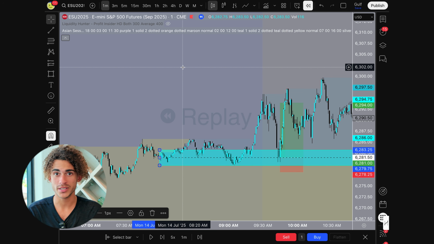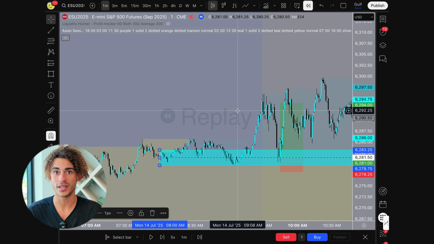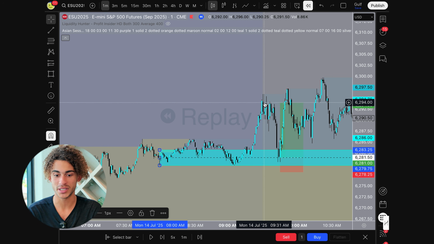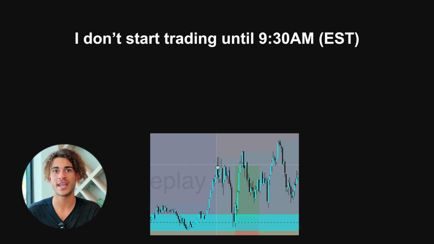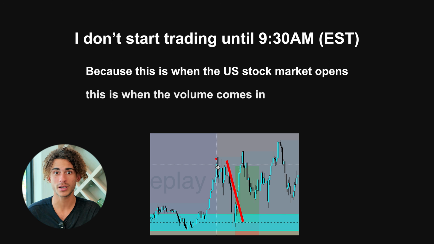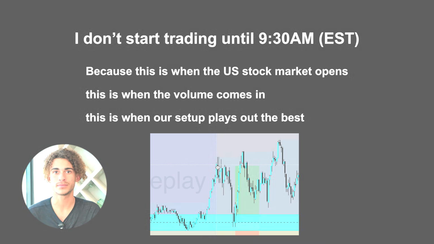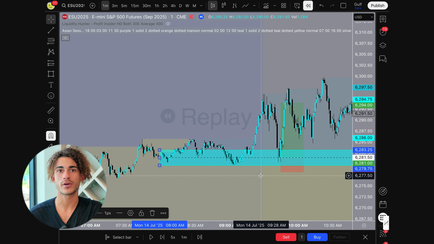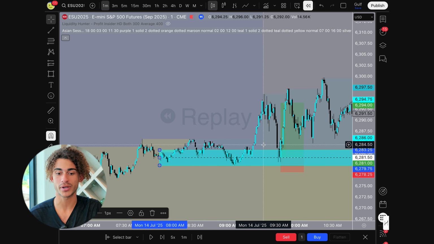Now that we have our zone marked out, we are going to wait for a break. Right here, you can see that price broke out to the upside. One thing that's very important to remember, guys, I don't start trading until 9:30 a.m. Eastern Standard Time because this is when the US stock market opens, so this is when the volume comes in, and this is when our setup plays out the best. Once we have our zone marked out, we are going to wait for a break either to the upside or to the downside. In this trade, you guys can see that we broke out to the upside.